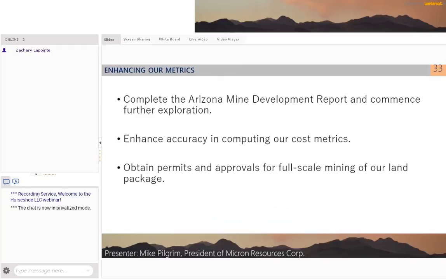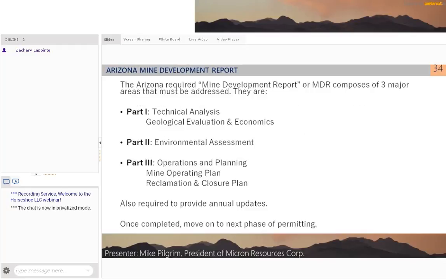The next thing I want to cover is the Arizona Mine Development Report, and we'll also be working through the exploration process. We're going to enhance our accuracy in computing our cost metrics as a result of this, so we can determine all-in sustaining costs and all-in cost. We're going to obtain permits and approvals for full-scale mining on our land package. And this is what the state of Arizona requires in the Mine Development Report. It is composed of three major areas that are addressed.